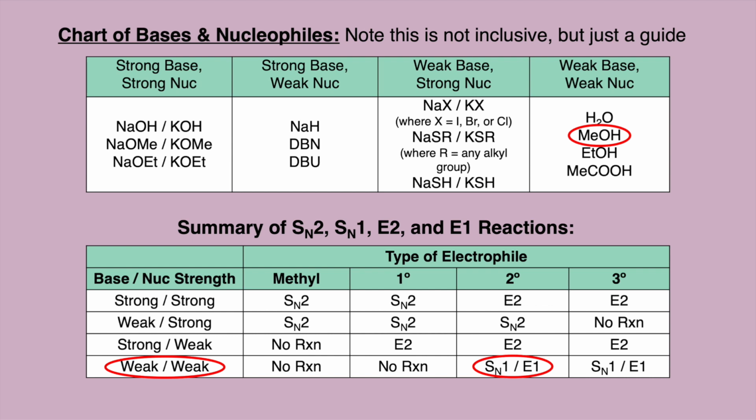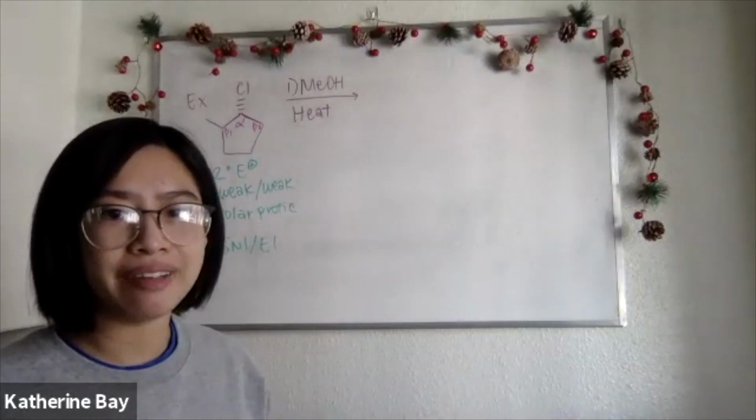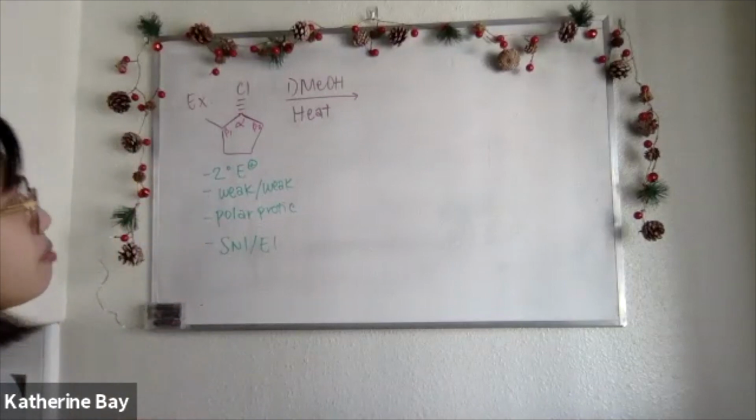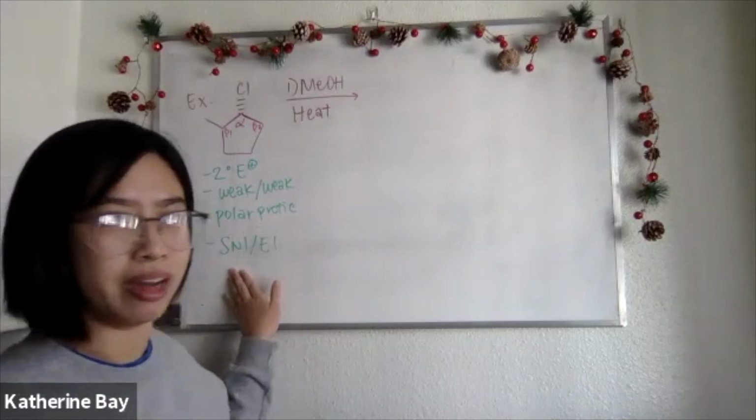So if you looked at these factors on the chart, we'll find that if you have a secondary electrophile/alkyl halide with both a weak nucleophile and weak base, that means this proceeds through an SN1/E1 mechanism. The first step for both of these mechanisms is the same, where we have to form a carbocation. So now we can dive into the mechanism now that we know that it proceeds via both SN1 and E1.